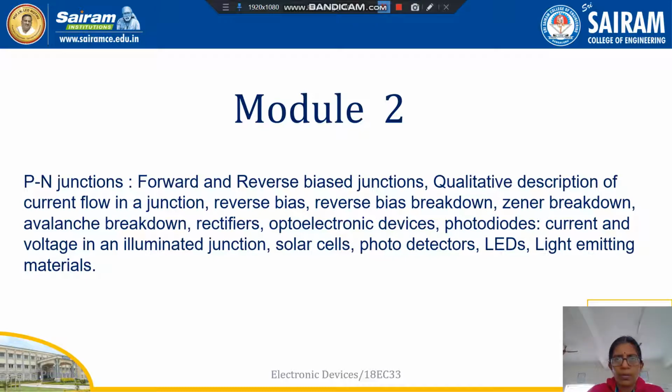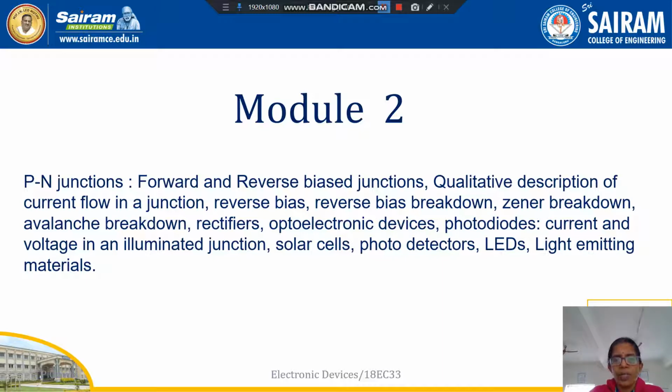In this video, we will be discussing what is meant by a PN junction, what is meant by forward bias and reverse bias junction, and what is a qualitative description of the current flow in the junction. That is, we will be discussing the different current components in the junction, and we will discuss what is meant by reverse bias.